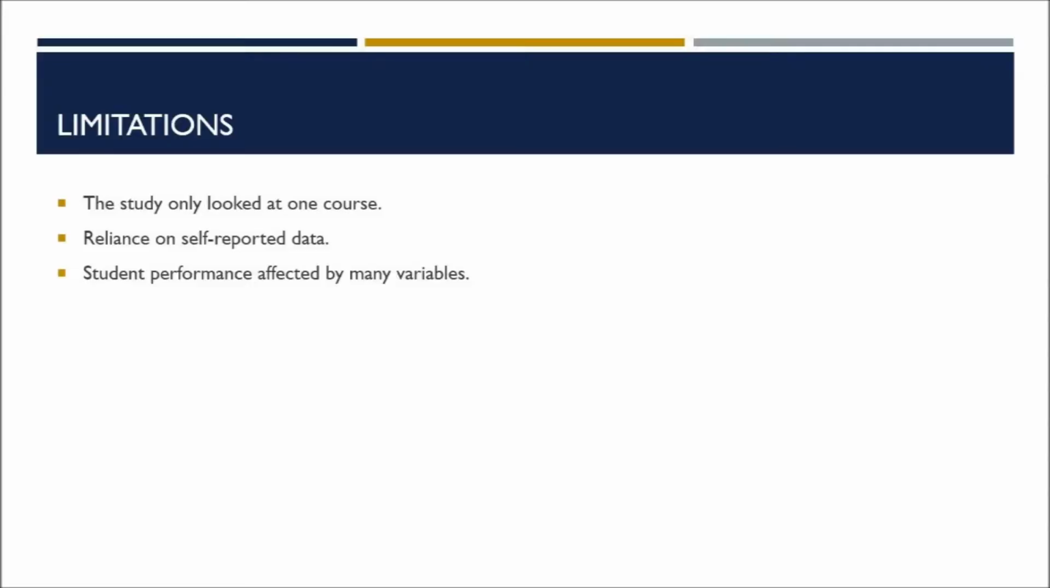First, the study only looked at one course. Data may be completely different for other courses in other disciplines, such as engineering, human resources, political science. Second, the study relied on self-reported data. As we know, self-reported data might not be the most accurate form of data collection, as student opinions of their performance may differ greatly from reality. Finally, student academic performance can be affected by many variables. Students may have other issues that impact their academic performance beyond the depth of their notes.